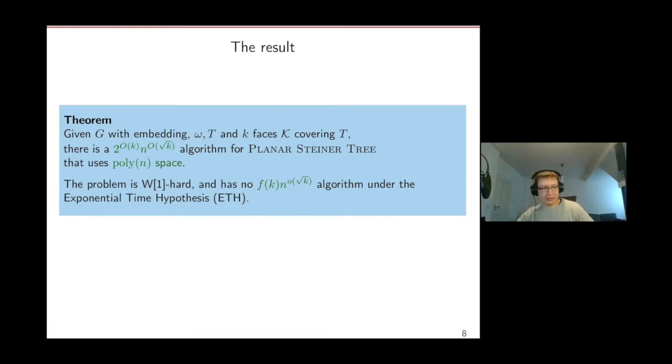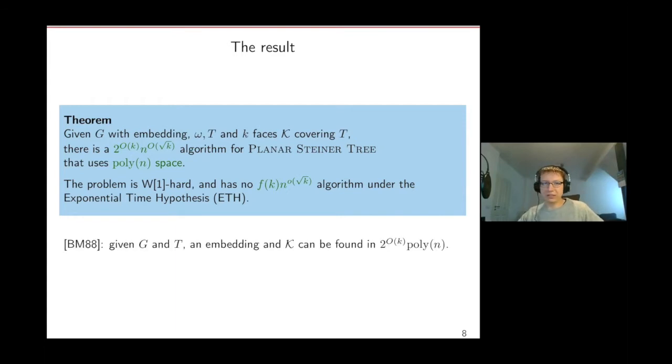Okay, so this looks like I'm making an assumption about the embedding and being given the faces, but it's not really a big assumption, because already in '88 there was an algorithm where you could find out if such a face cover exists and find an embedding. So if I'm only given the graph G and the terminal set T, and the question is if it has an embedding where I can cover all the terminals with k faces, I can decide that in 2 to the order k times poly n time. So if you want, then you can compose our algorithm with this other one and start with just the planar graph without an embedding.